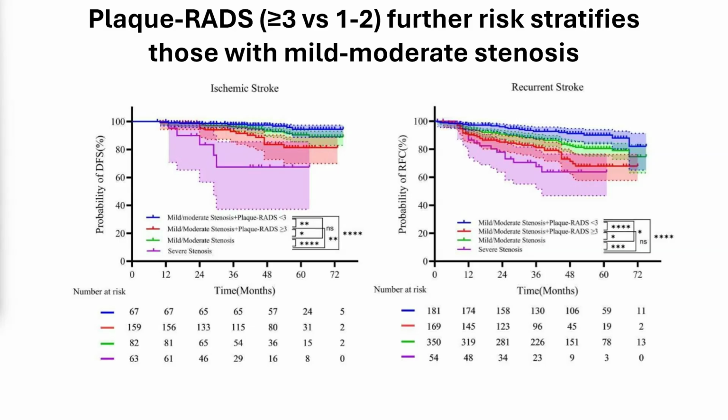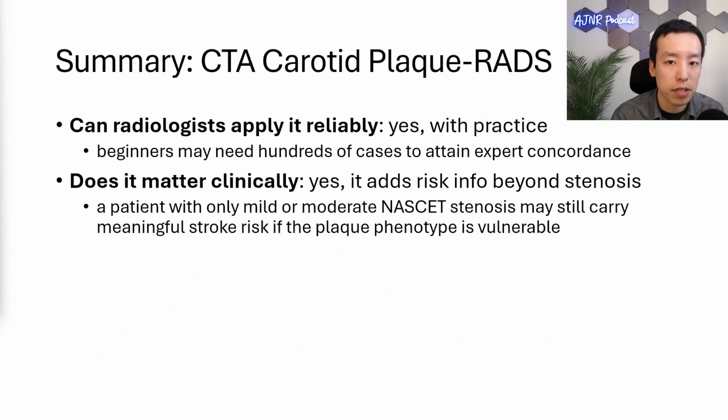In a multivariable Cox model, Plaque-RADS 3 or higher independently predicted first stroke with an adjusted hazard ratio of 3.16 and recurrent stroke with an adjusted hazard ratio of 3.75, while, of course, severe stenosis was also independently predictive. The point here is that Plaque-RADS score of 3 or 4 further separated outcomes among patients who had mild or moderate stenosis. And that's the whole reason this system matters. A patient with only mild or moderate narrowing by NASCET may still have a biologically dangerous plaque, and stenosis grading alone can miss that.